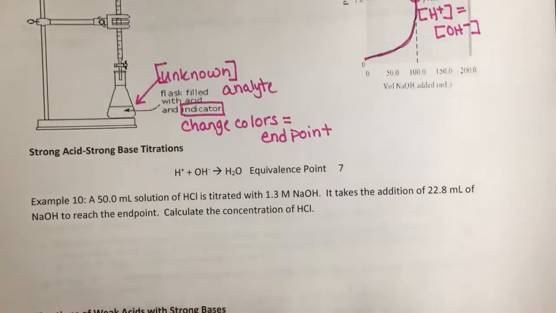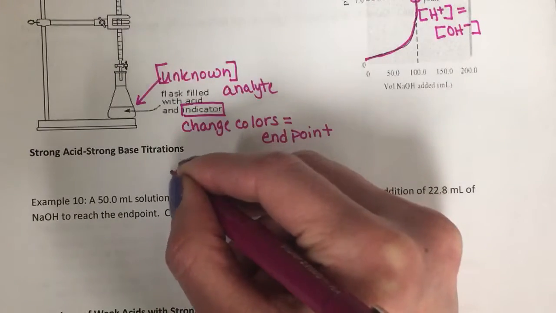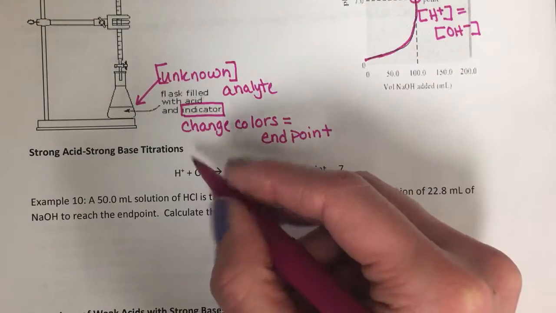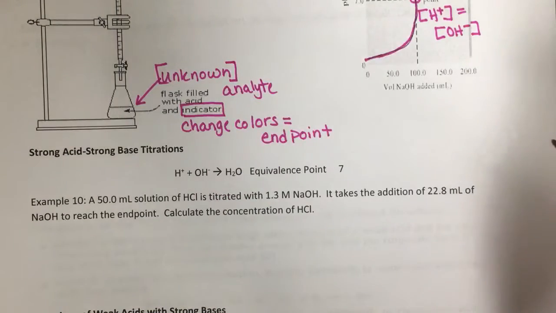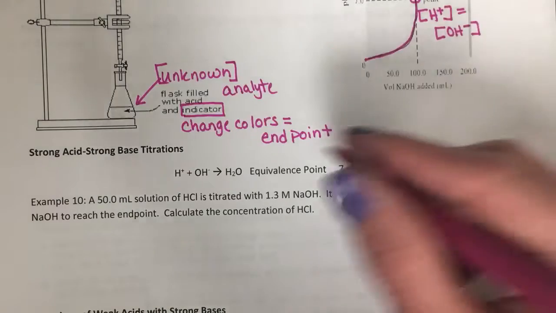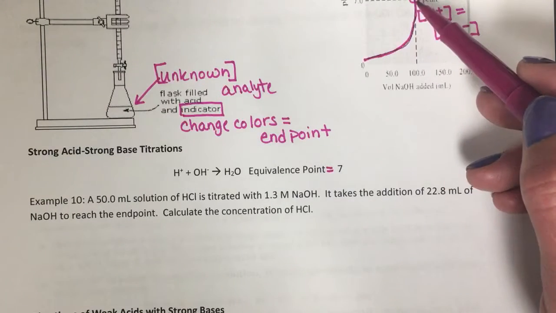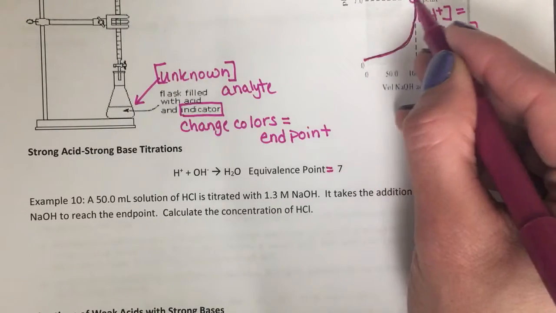Now, if I'm looking at a strong acid and a strong base, remember, a strong acid is going to dissociate completely, so I have only H+. A strong base is going to dissociate completely, so I'm only going to have OH-. When my H+ and my OH- interact, they form H2O. It does not go both ways, so the pH is going to be 7 at the equivalence point. So if I look at this curve, I know that this curve is for a strong acid, strong base, because my equivalence point is at 7.